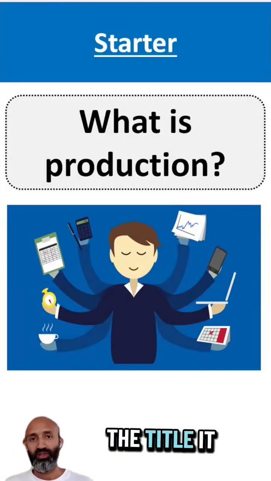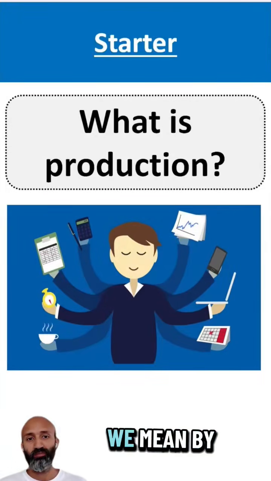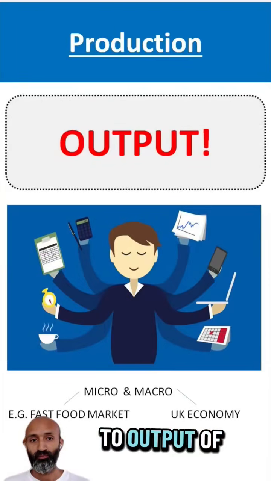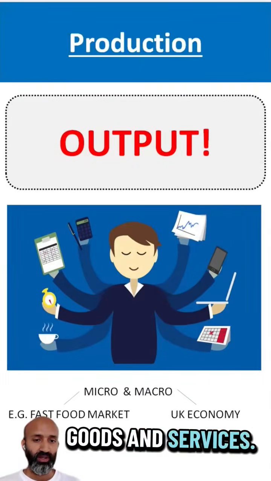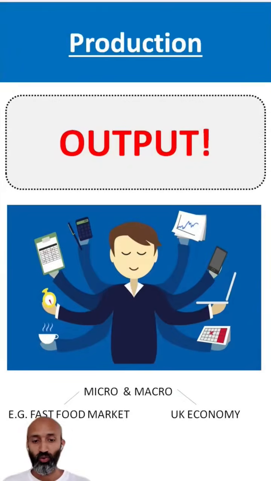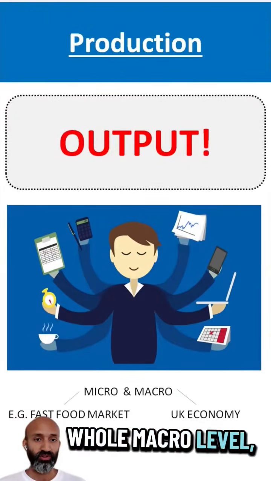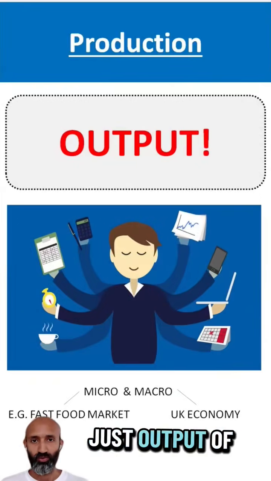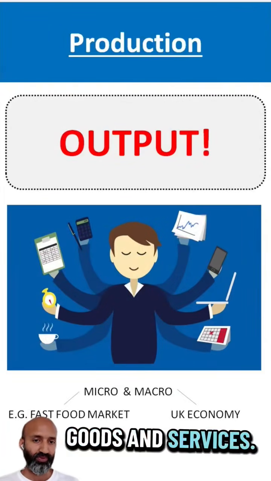Okay, so in the title, it says production. So what do we mean by production in economics? Okay, we're referring to output of goods and services. And that can be on a micro level, for example, the fast food market, or it could be on a whole macro level, for example, the UK economy. So production is just output of goods and services.